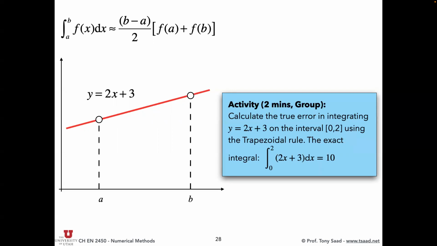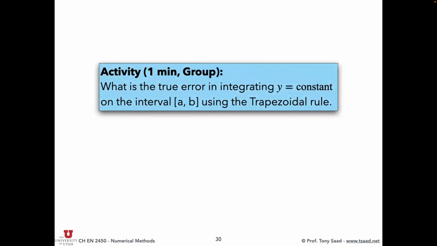If your function is a straight line and you're using the trapezoidal rule to calculate the area under that function, there's no error, because the trapezoidal rule is exact for a straight line. Now, what is the error in integrating y equal constant on the interval a, b using the trapezoidal rule? If you say 0, you better back it up. And don't look at the next slide.